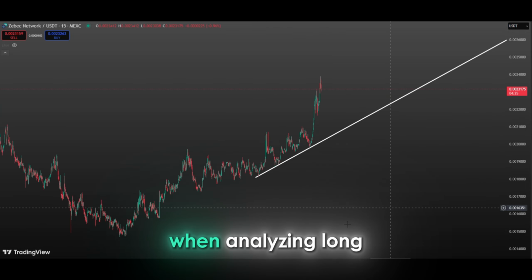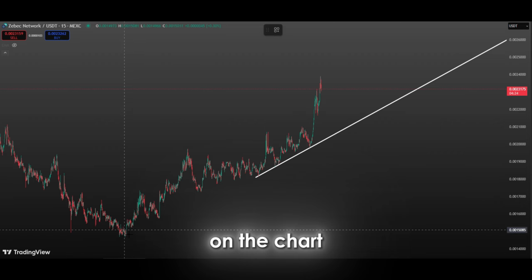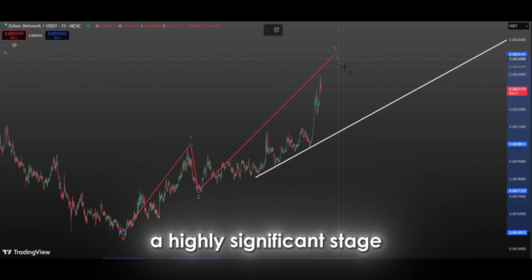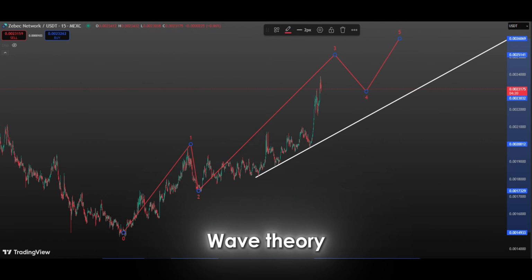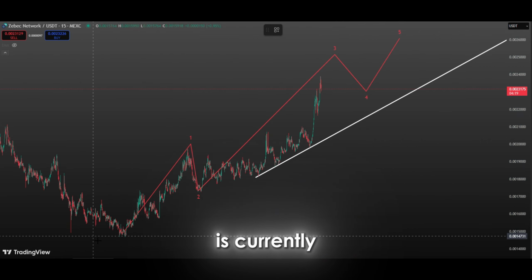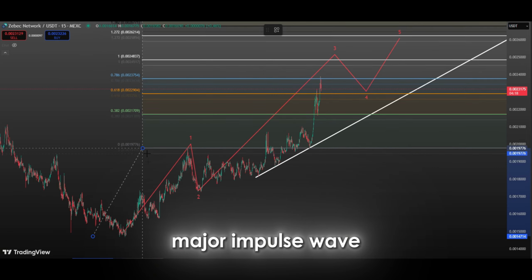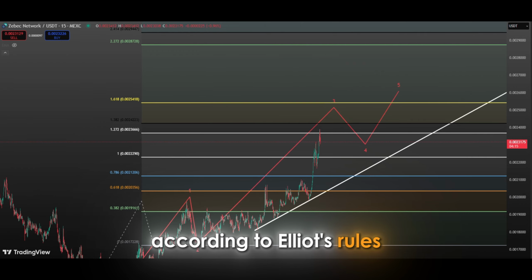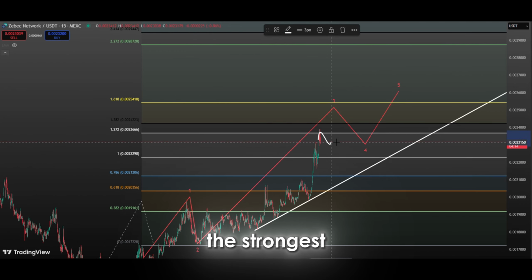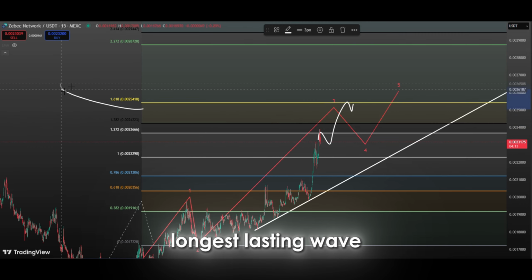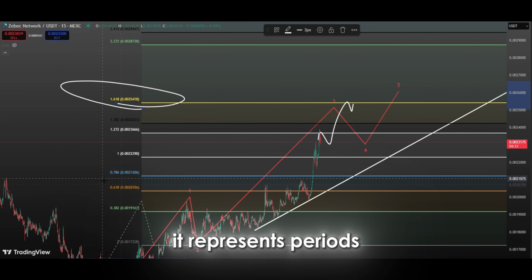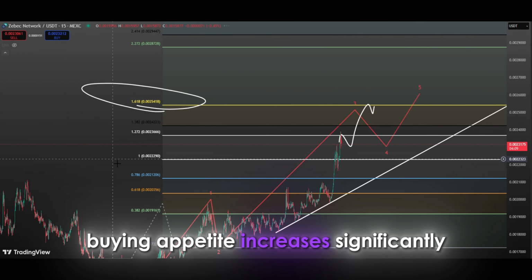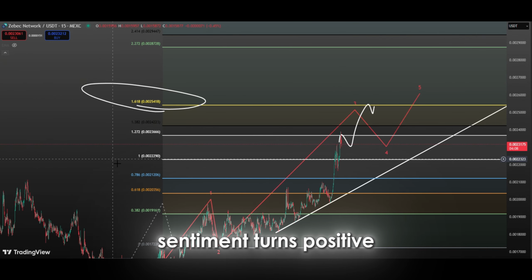When analyzing long-term wave structures on the chart, it becomes clear that the current price movement has reached a highly significant stage. According to Elliott wave theory, the analysis shows that the price is currently in the third major impulse wave, which is an extremely critical and decisive phase. According to Elliott's rules, this third wave is typically considered the strongest, most voluminous, and longest-lasting wave. It represents periods when investor confidence in the market is high, buying appetite increases significantly, and overall market sentiment turns positive.